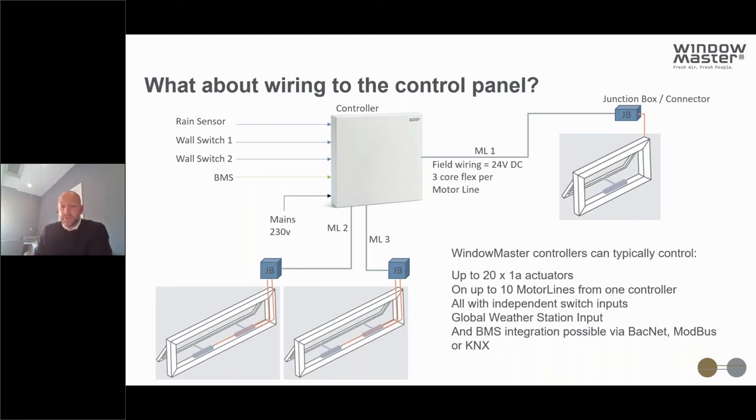And we've got a whole range of different controls, from small compact controllers suitable for 1 or 2 actuators, up to larger control panels. For our smoke panels, they can go up to 60 amps, but for our comfort panels, typically a 20 amp controller will operate up to 21 amp actuators, and we can have up to 10 motor lines from that controller, all with independent switch inputs, and you can have a global weather station or rain sensor input. And our MotorLink controllers are network enabled, so they can be easily integrated into the BMS via PACnet, Modbus or KNX. And again, we can happily give design support on those solutions.